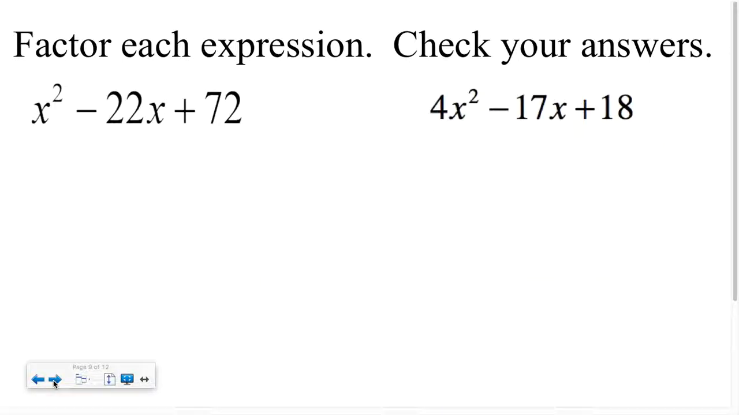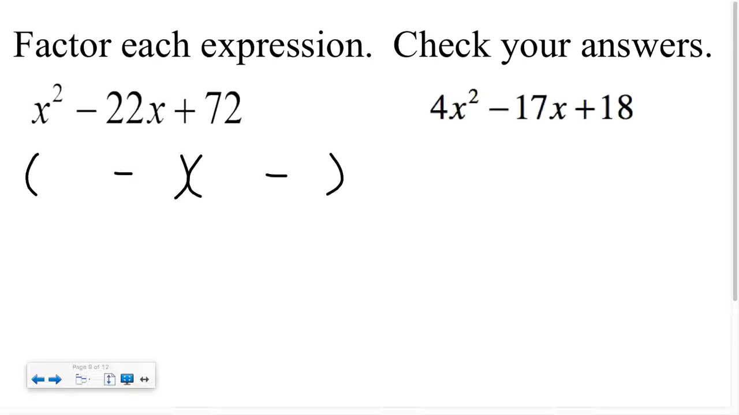Okay. x squared minus 22x plus 72. My signs, different or same? The same, because the last term is positive, so that means they're going to be the same sign, and they're both going to be what in this case? Negative. When they're the same, I don't mind putting them in right away, because it's not going to change anything. When they're different, I don't like to put them in right away.